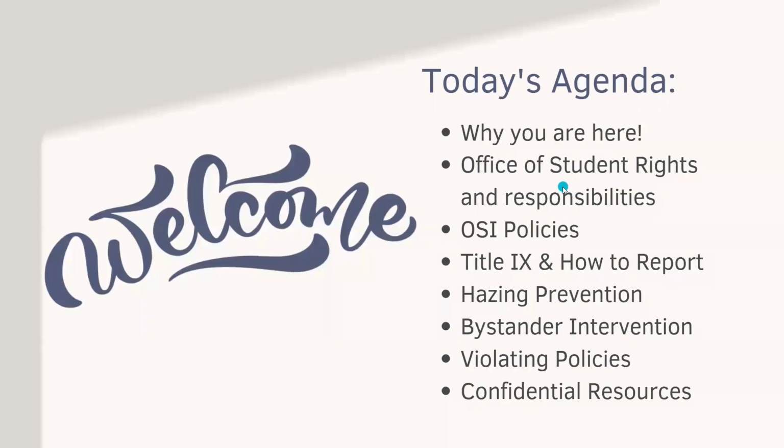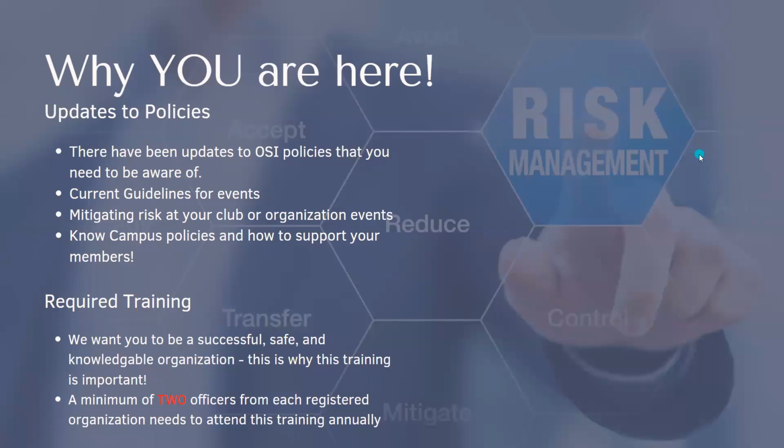So today's agenda. Why are you here? Office of Student Rights and Responsibilities. We're going to talk about some of their resources, OSI policies, Title IX and how to report it, hazing prevention, bystander intervention, violating policies, and confidential resources.